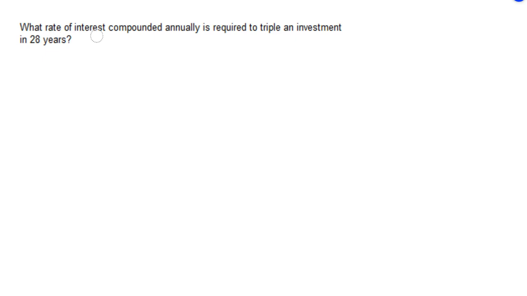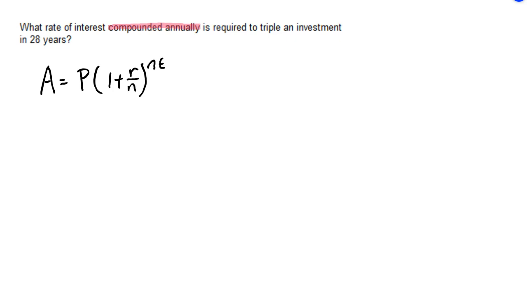What rate of interest compounded annually is required to triple an investment in 28 years? So first I want to start off with this piece of information in the problem, that our interest is compounded annually. So that tells me what formula to use. I'm going to use the formula A equals P times (1 plus R over N) to the NT.